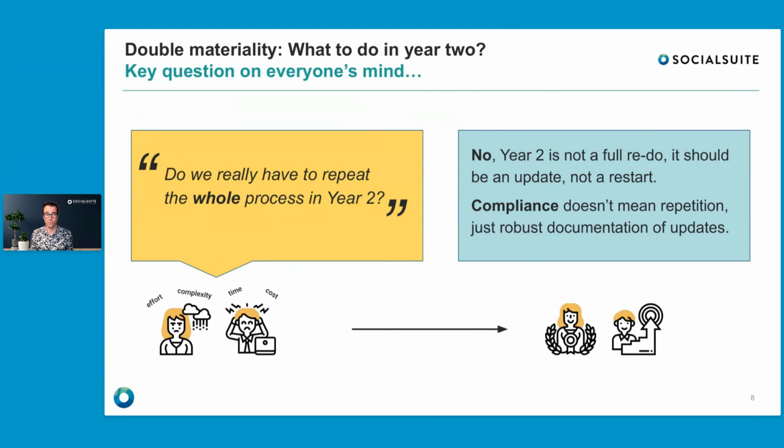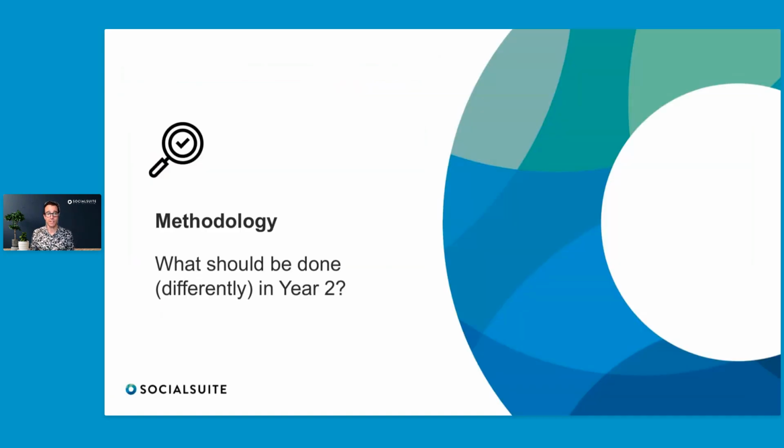So there's a lot of those questions that people have. Are all those things required again? Now, the short answer is no. Year 2 is not a full redo of your materiality assessment. What it really should be is an update. It's not a restart. Compliance, keep that in mind, doesn't mean repetition. What it really asks you to do is document in a robust way and in a transparent way what you have updated and what is different. So use year 1 and build on that. And that's what we're going to look at in a bit more detail today.